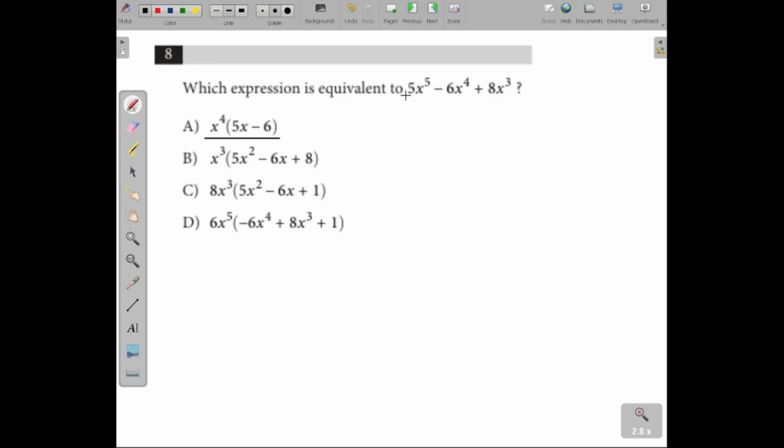We could factor the coefficients and the variable or the variables. If we look at the coefficients of each of these three terms, they don't have too much in common: just 5, negative 6 and 8. It does not apply, so we cannot factor the coefficient. What else? We can factor the variable.